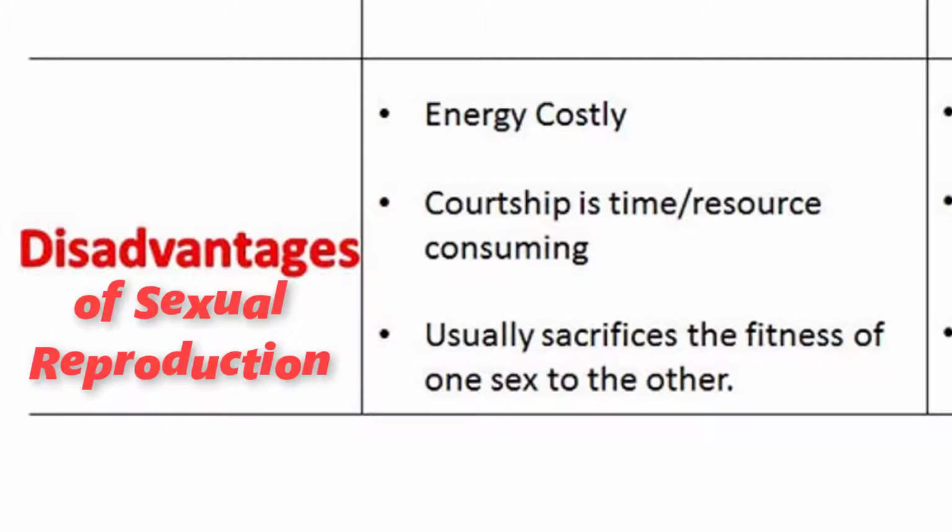The disadvantages of sexual reproduction include that there is a high biological energy cost. Courtship is time-consuming and can be resource-consuming as well. Another disadvantage of sexual reproduction is sacrifices of the fitness of one sex to the other.